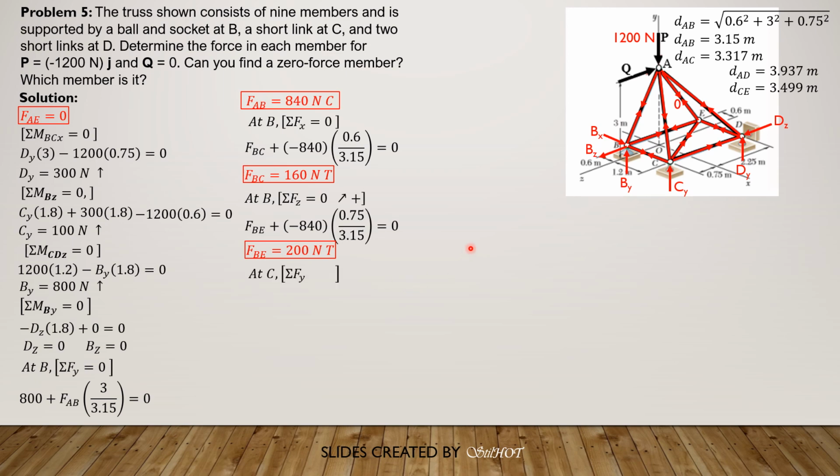Then we proceed to joint C. Summation forces y equals 0. So we have FAC times 3 divided by distance 3.317 plus CY, which is equal to 100, equals 0. So 100 plus FAC times 3 over 3.317 equals 0. So FAC is negative, so it is compression, 110.57 newtons compression.